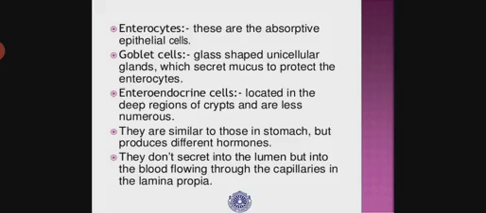Enterocytes, these are the absorptive epithelial cells. Goblet cells, they are goblet-shaped unicellular glands which secrete mucus to protect the enterocytes. Enteroendocrine cells are located in the deep regions of the crypts, as I have shown in the previous slide, and these are less numerous here. They are similar to those in the stomach but produce different hormones, and they do not secrete into the lumen but into the blood flowing through the capillaries in the lamina propria.